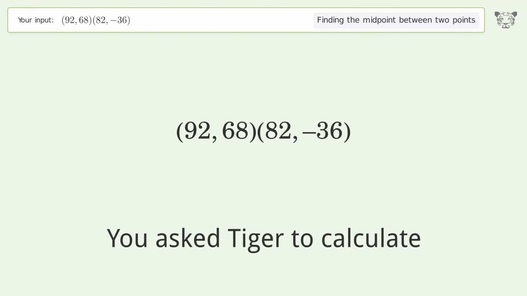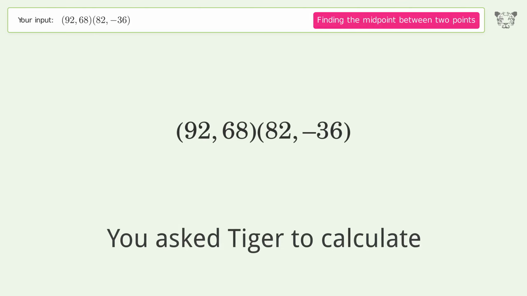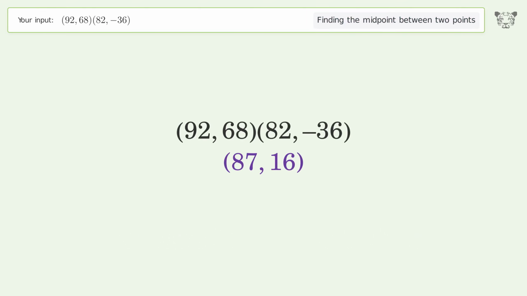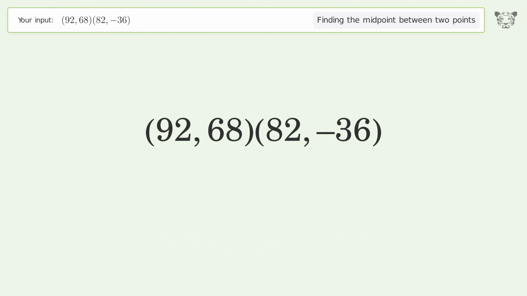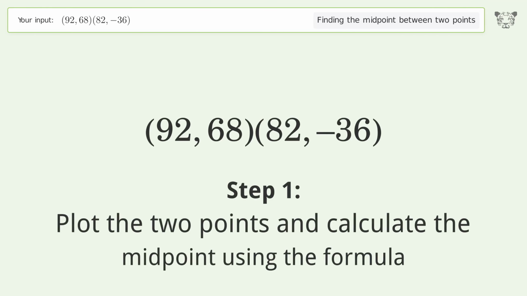You ask Tiger to calculate. This deals with finding the midpoint between 2 points. The midpoint between the 2 points is 87,16. Let's solve it step by step. Plot the 2 points and calculate the midpoint using the formula.